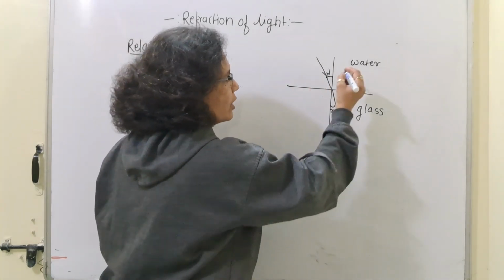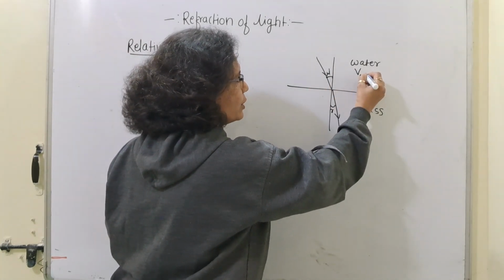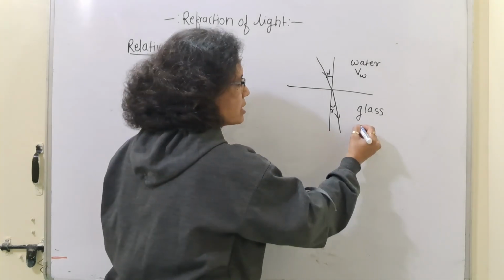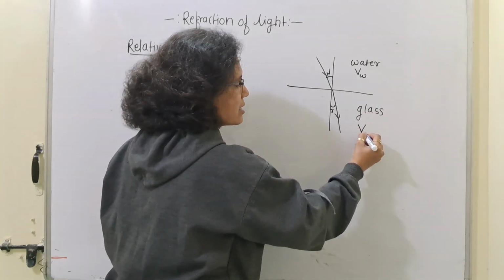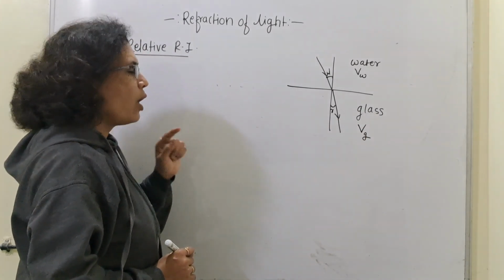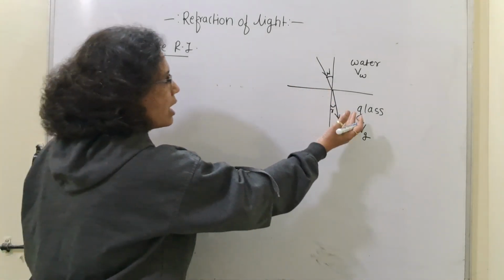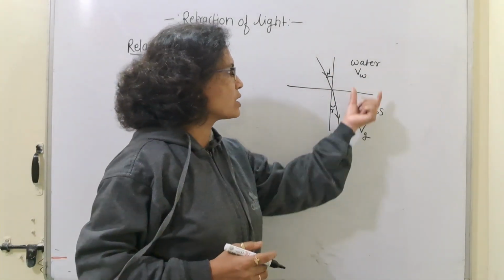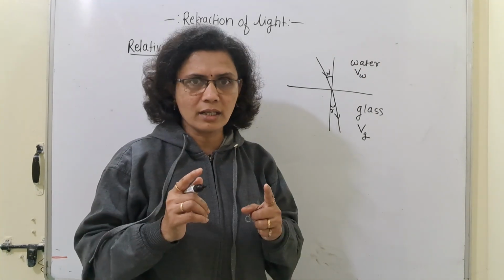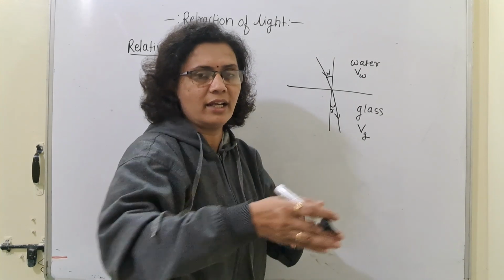If I take the velocity of light in water as Vw, then the velocity of light in glass let us take as Vg. So how am I going to write the refractive index of glass with respect to water? Why am I taking glass with respect to water? See, the refractive index of that material in which the light is entering.